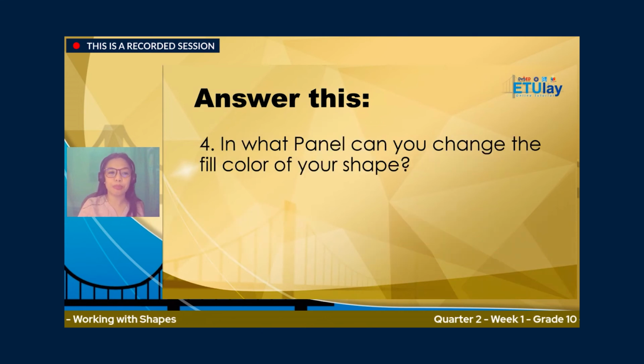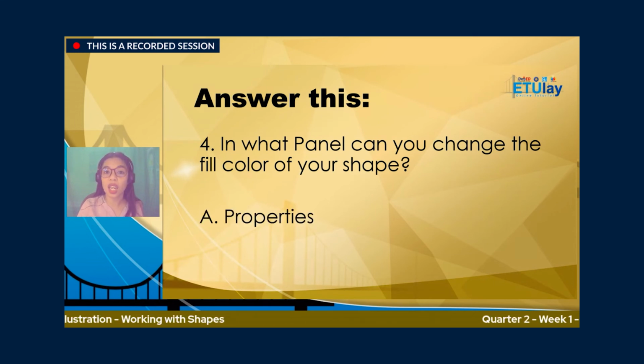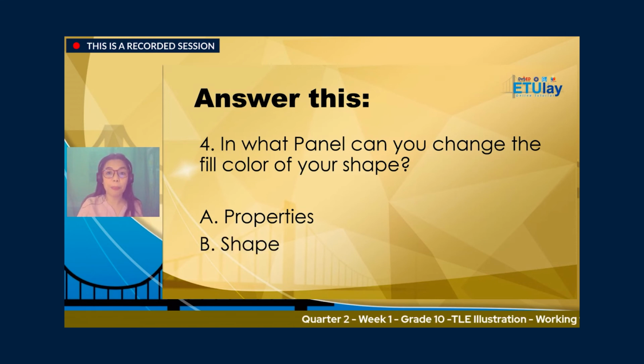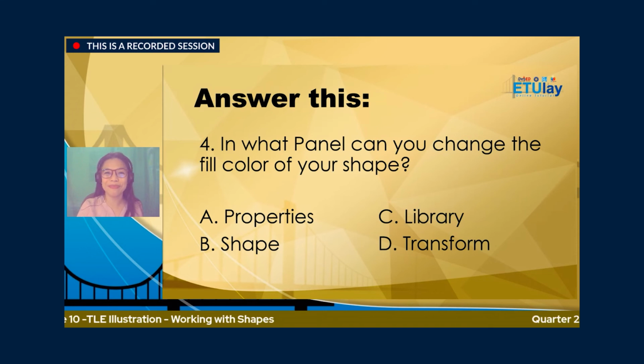Okay, next one. In what panel can you change the fill color of your shape? O kanina, we were able to fill the color of your shape. Let's have, is it A in the properties panel? Is it B in the shape panel? Or C, is it in the library? Or D, the transform panel? What do you think?